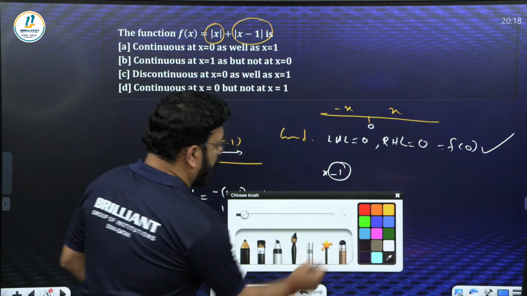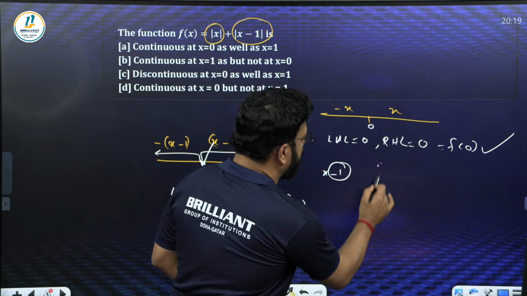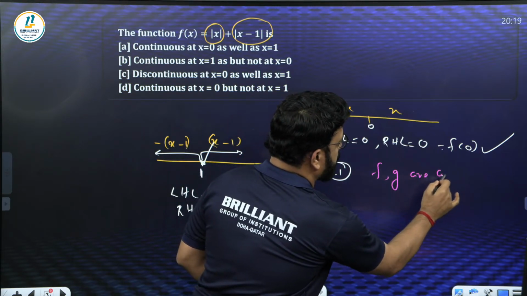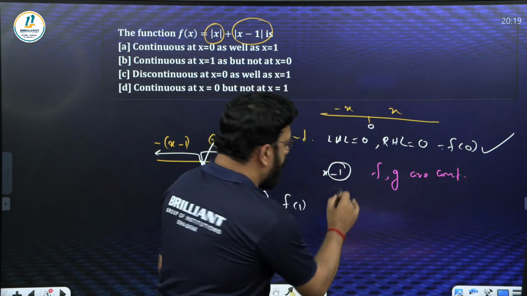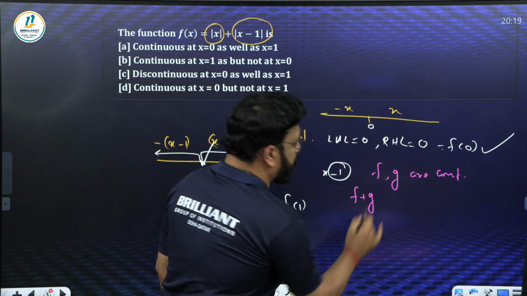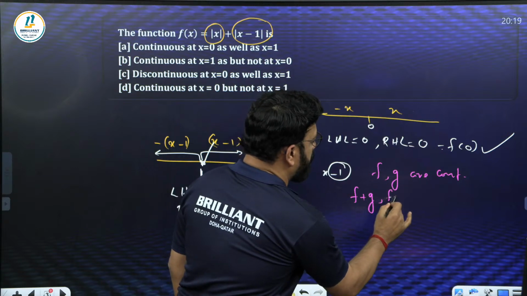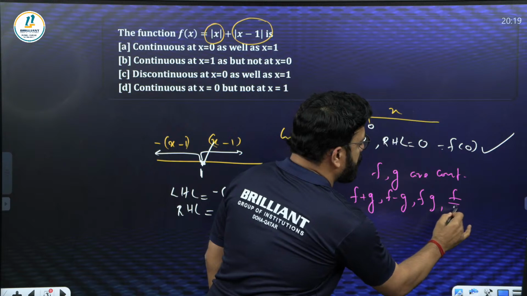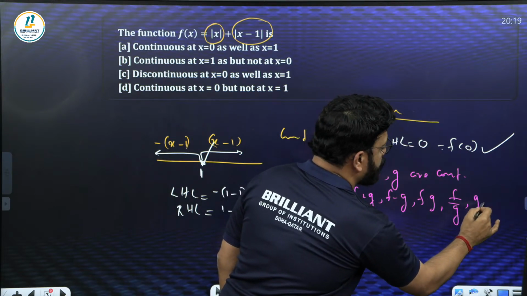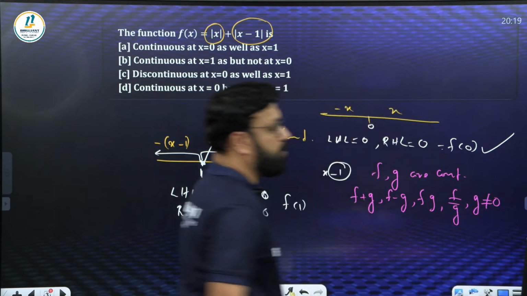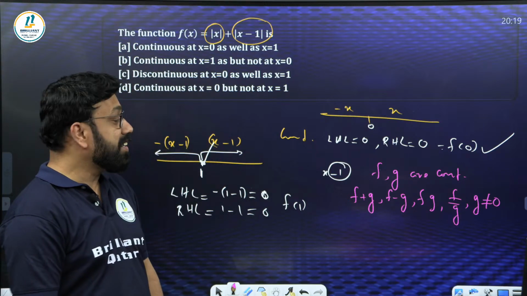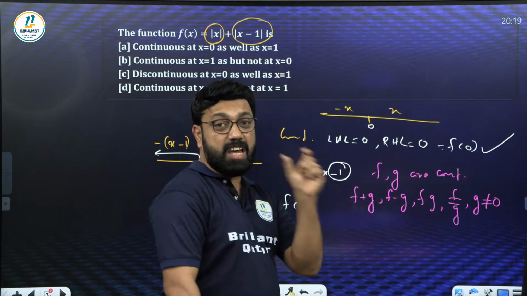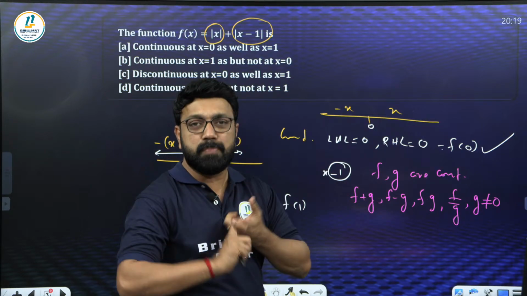Here, what is the rule? f is continuous. f and g both are continuous functions. Then what are the rules? Algebra of continuity: f plus g continuous, f minus g continuous, f into g continuous, f by g also continuous, provided g of x is not equal to 0. Here f plus g, f minus g, f g. Because we are checking f continuous, yes, g continuous, yes, then f plus g is continuous, yes.